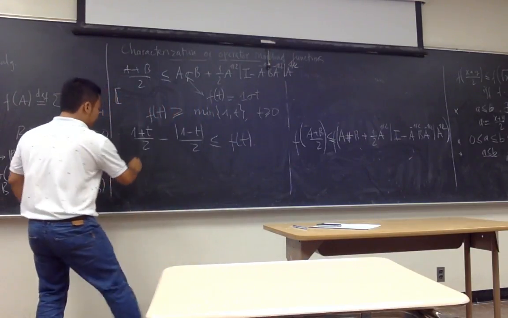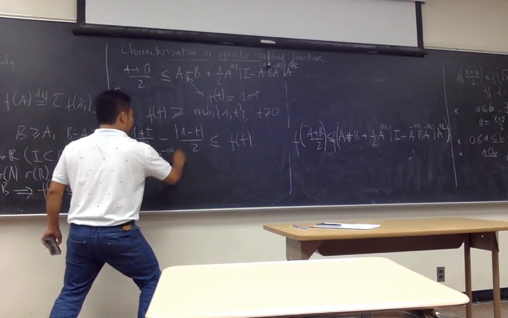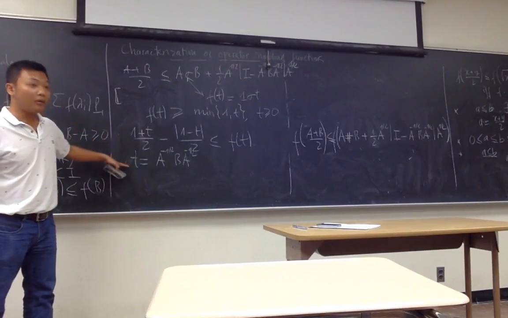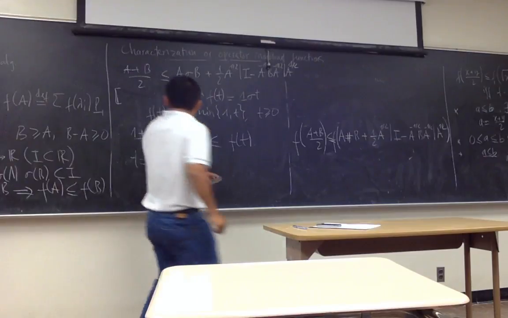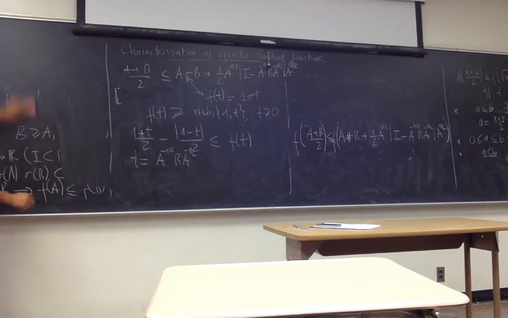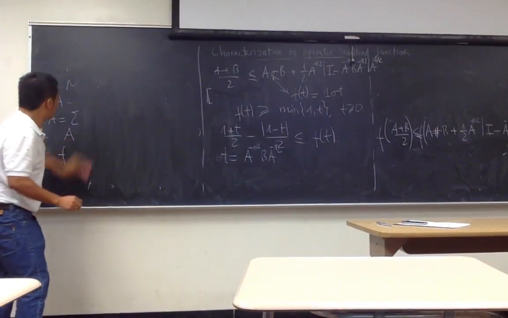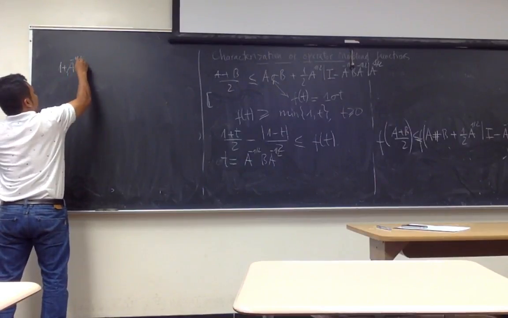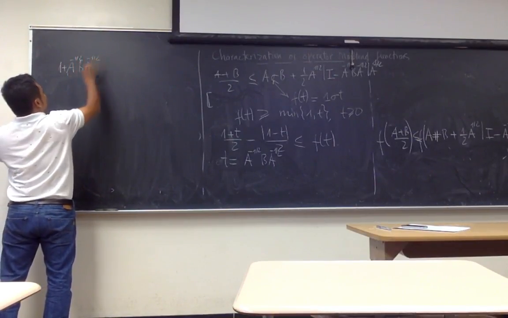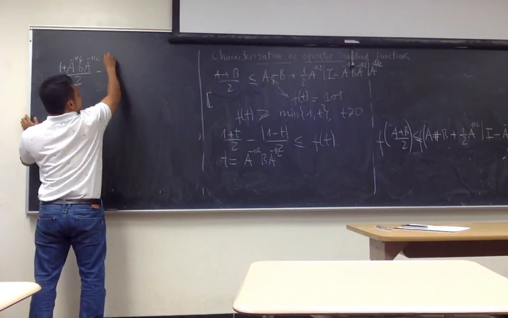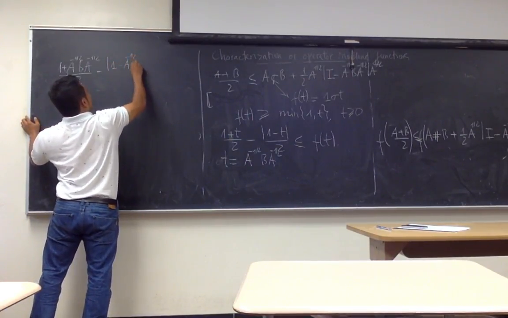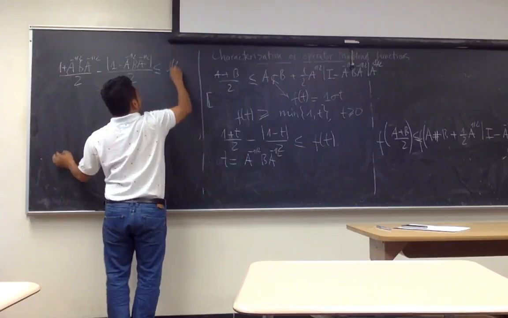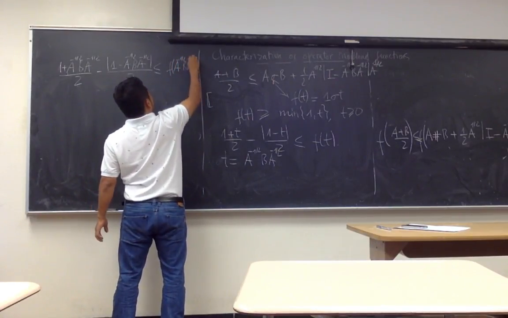And now I will take t equal to A^(-1/2) B A^(-1/2). I will replace t, applying this inequality for this matrix. And I will get 1 plus A^(-1/2) B A^(-1/2) over 2, minus |1 minus A^(-1/2) B A^(-1/2)| over 2, less than f of A^(-1/2) B A^(-1/2).